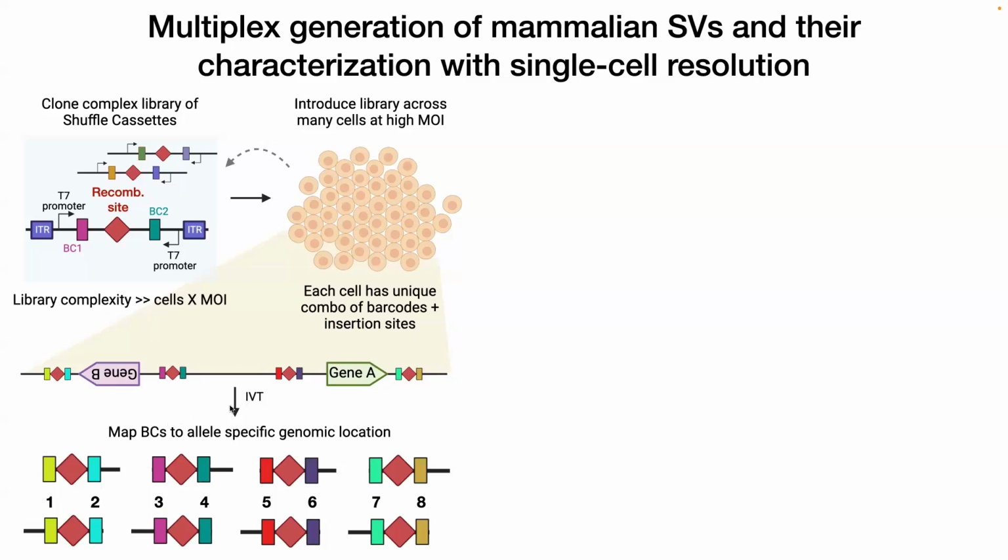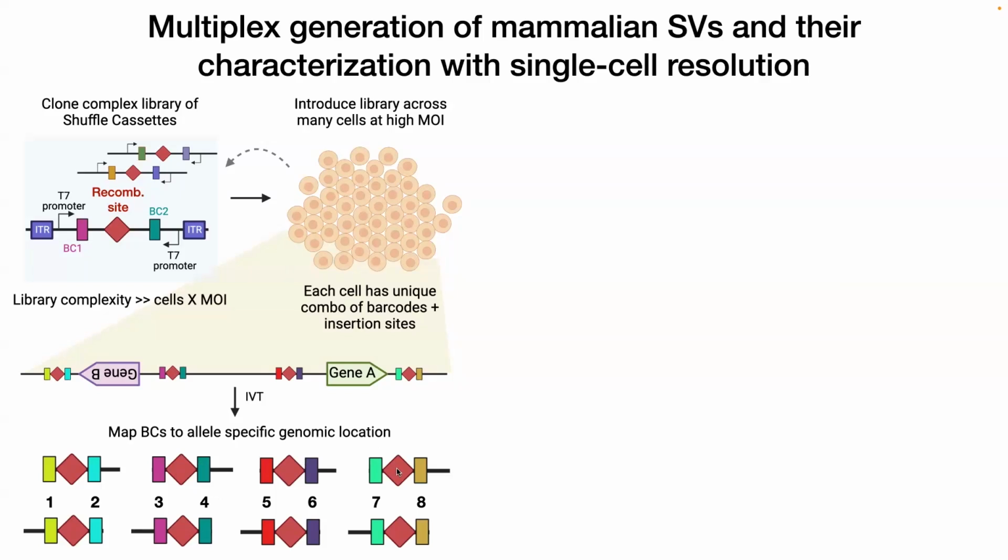You could do in vitro transcription on genomic DNA extracted from this population. And if you sequence those short RNA transcripts that come out of these T7 promoters, what you'd be able to do is associate the barcodes that are present with the neighboring genomic sequence. For example, here you're saying that barcode 1 and barcode 2 is found at this location, barcode 3 and 4 here, and so on.